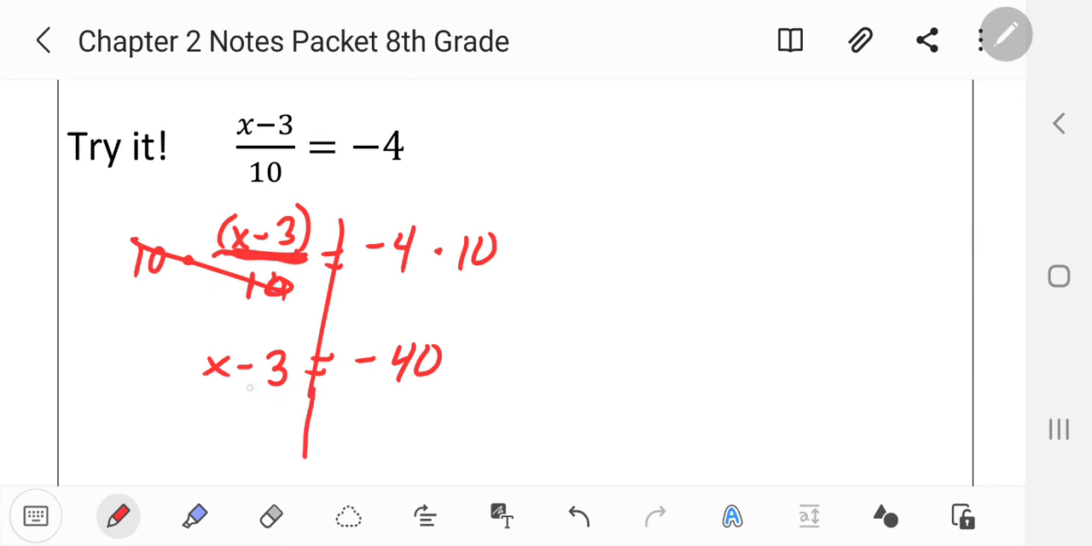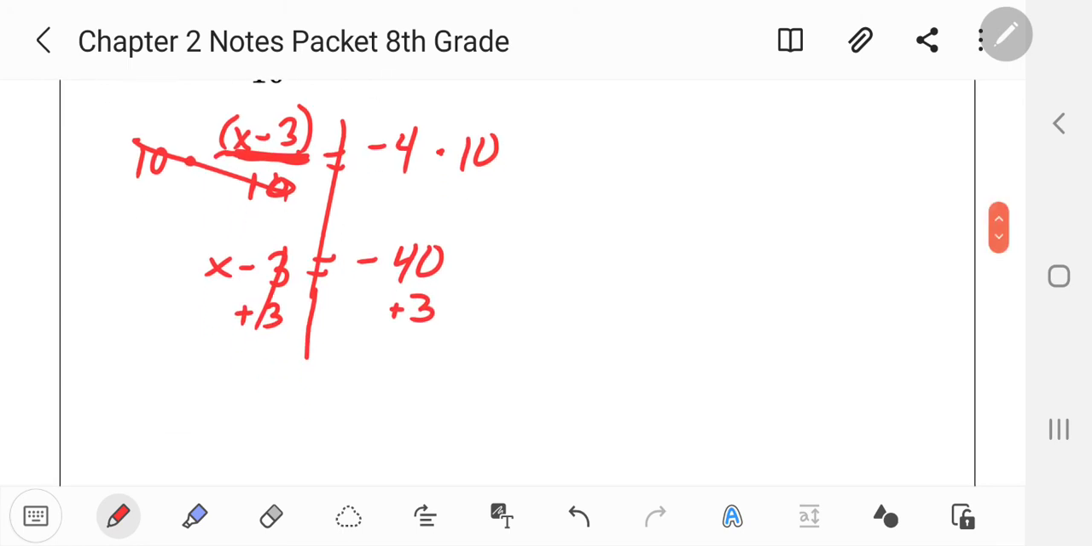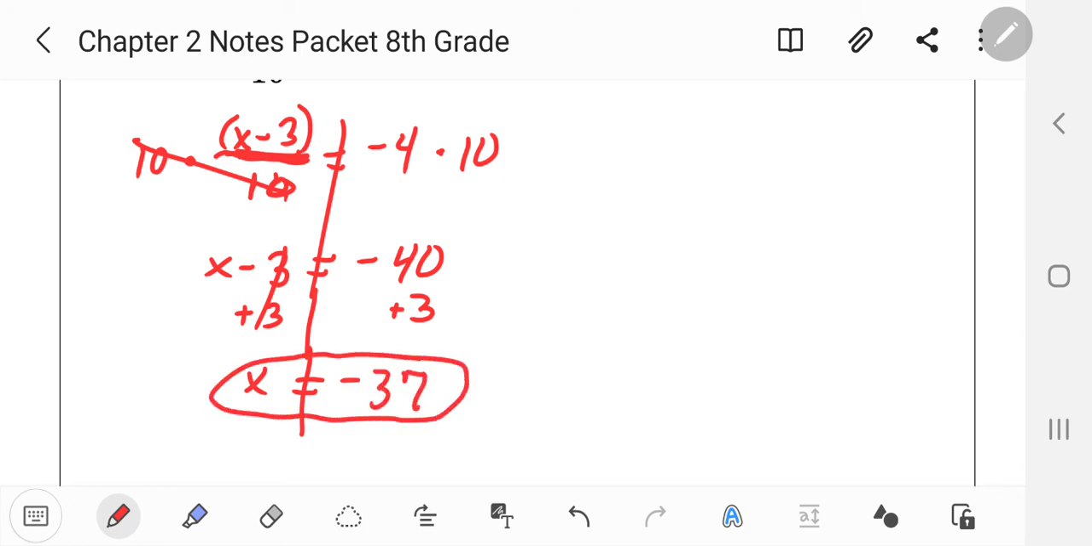Now I have to do the inverse operation to isolate the x, so add 3. x equals negative 40 plus 3. They're going in opposite directions. So the plus 3 takes it back towards 0, 3 spaces, which leaves us at negative 37.